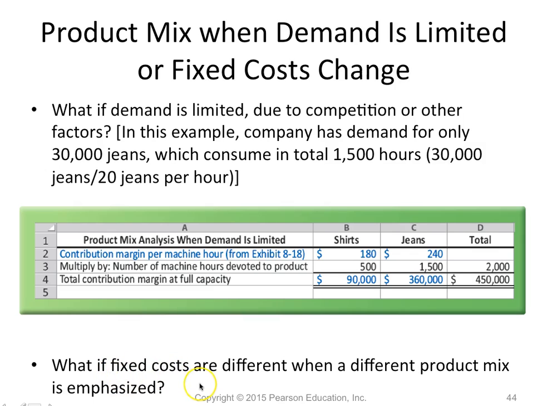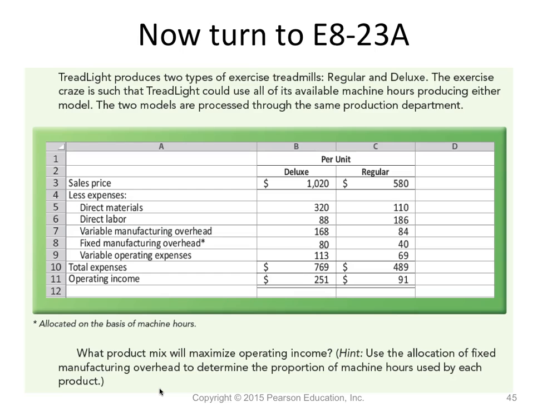What if fixed costs are different when a different product mix is emphasized? Let's take a look here, and go into another example. Treadlite produces two types of exercise treadmills, regular and deluxe. The exercise craze is such that Treadlite could use all of the available machine hours producing either model. The two models are processed through the same production department.